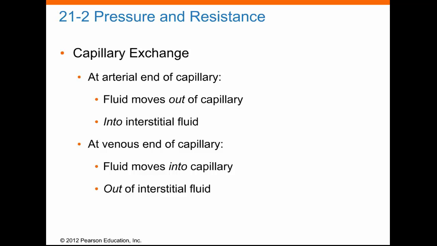So the capillary exchange at the arterial end of the capillary, this is where the blood is high in oxygen and high in nutrients. Here we want fluids to move out of the capillaries into the interstitial space, and then at the venous end we want fluids to move back into the capillary, because we want things to move out of the interstitial fluid and back into the capillary. So these would be the waste products and carbon dioxide.